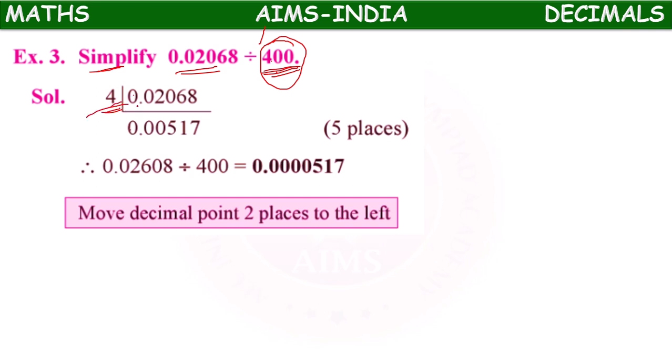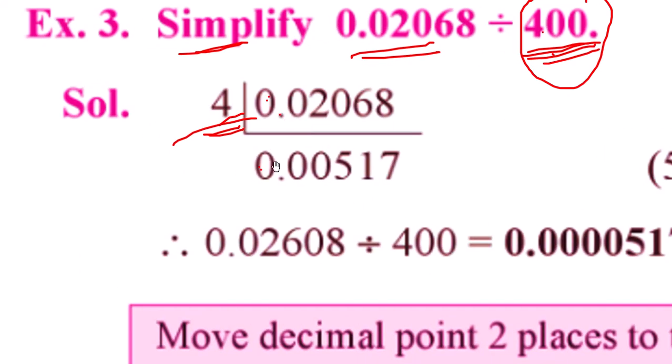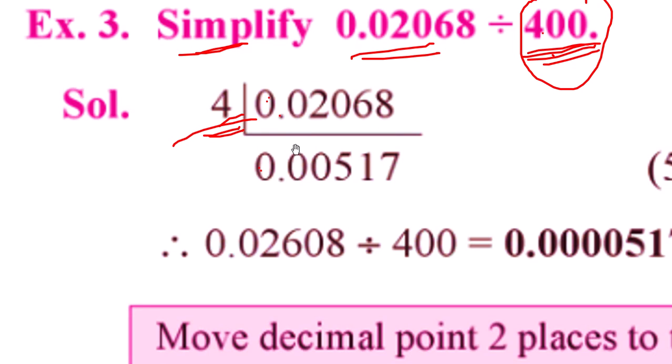0 is not divisible, so we keep 0 and the point. This 0 is not divisible, so we keep 0. 2 is less than 4, so we keep 0. We can consider this 0 also, then it will become 20. 4 times 5 is 20. Then 6 here. 4 ones are 4, 2 remaining, 28. 4 times 7 is 28.